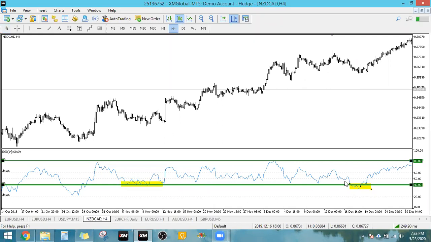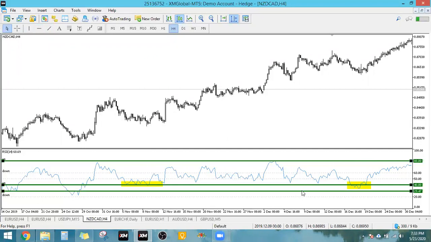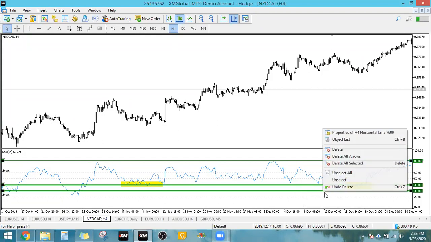Nakahanap tayo ng mga areas na pwede na siyang oversold during an uptrend. But if we were going to use 30, medyo malabo. Hindi yan naabot. Ayan yung 30, oh. This is 30. So definitely, hindi umabot yung presyo dyan during an uptrend. So you try to modify it kung yun yung gagamitin nyo.